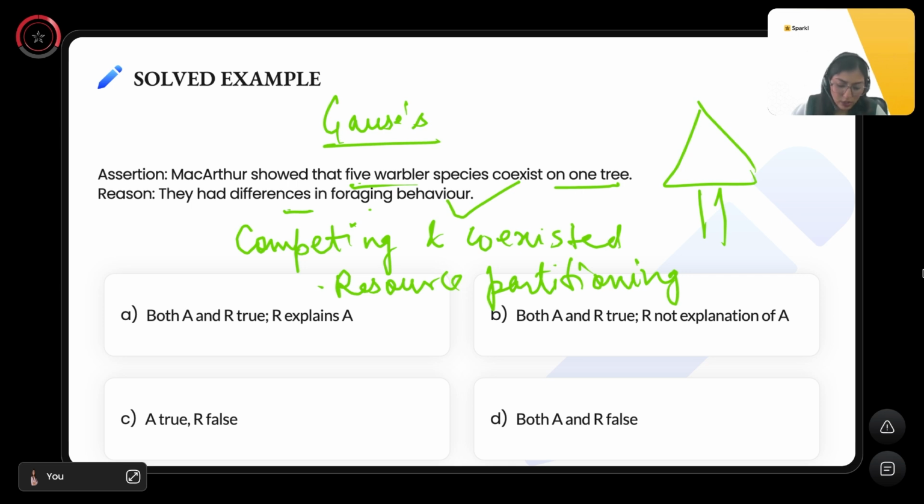Clear? So here both assertion and reason are true, and reason is correctly explaining the assertion. Clear? Let us move on to the next question.